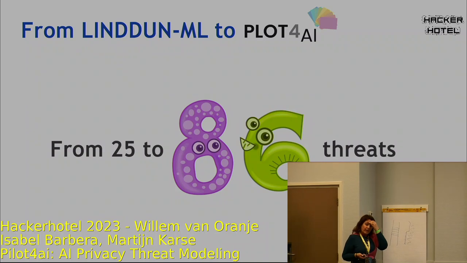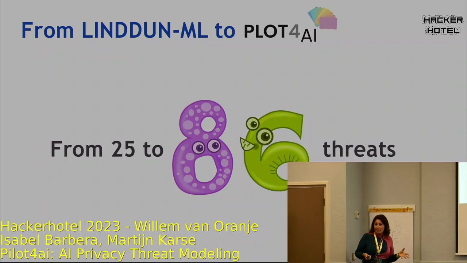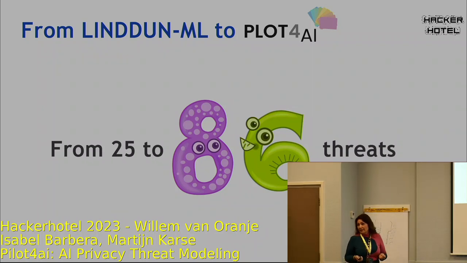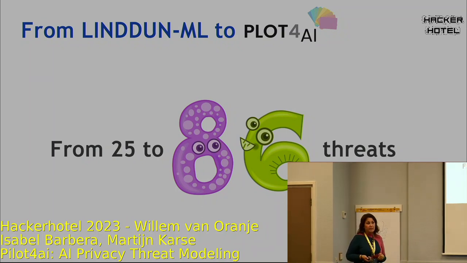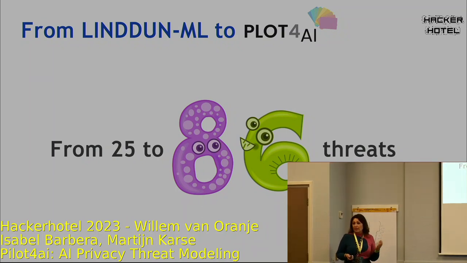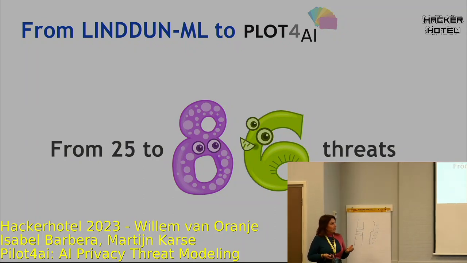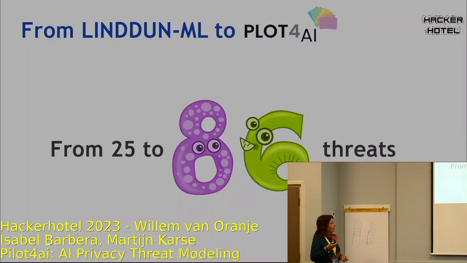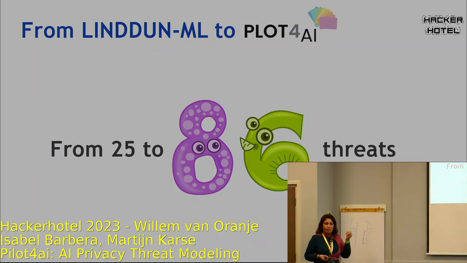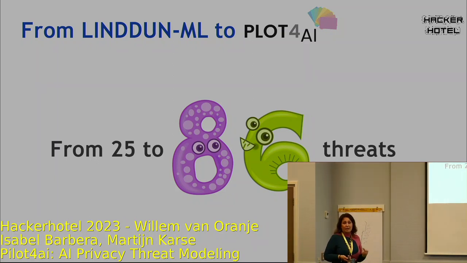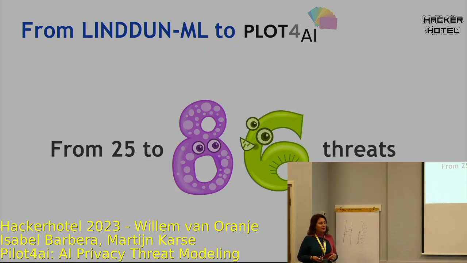In 2021, I presented PLOT4ai, which at that time was called Linddun ML and only had 25 threats. I presented it with Kim Wuyts, one of the researchers from Linddun, at a conference in the US. What I said then was that it was really nothing at that moment. And now it has its own personality, its own name, PLOT4ai, and it has 86 threats. So as you can see, it keeps evolving. I wouldn't say how many threats we are going to have, because it becomes a lot.